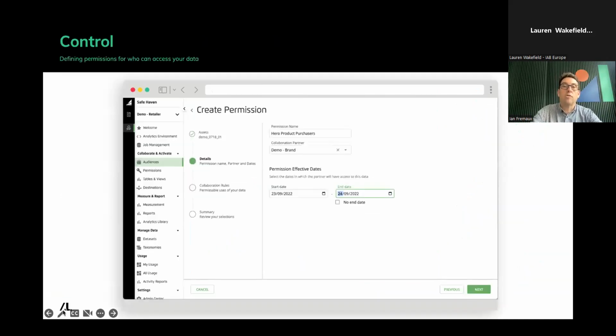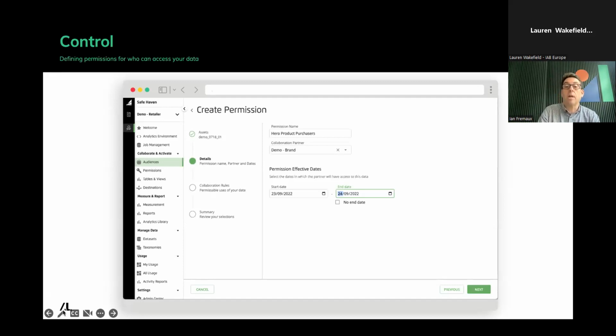So the final one is control. If I'm going to permission data to a partner, how do I make sure that when they use my data, they're using it in the way that I'm happy with? Within our LiveRamp platform, this is a screenshot of our permission management module. If I'm a retailer and I've created an audience of people who purchased particular products, and I want to make that available to a CPG brand, I'm going to go through this kind of wizard approach to define exactly what they're allowed to do with my data.